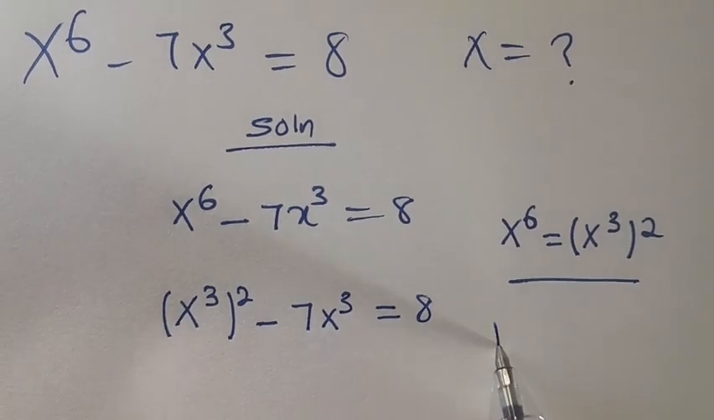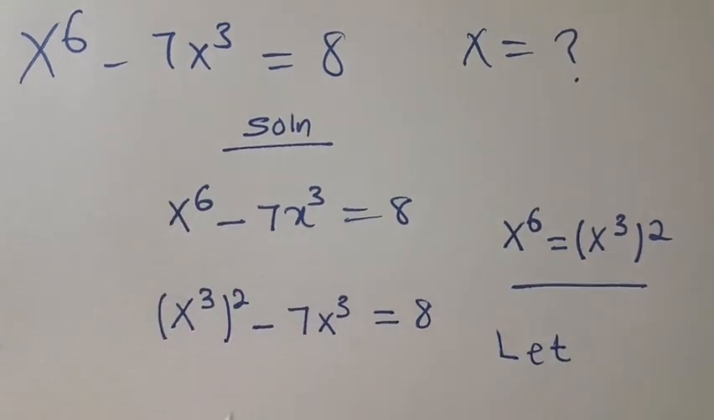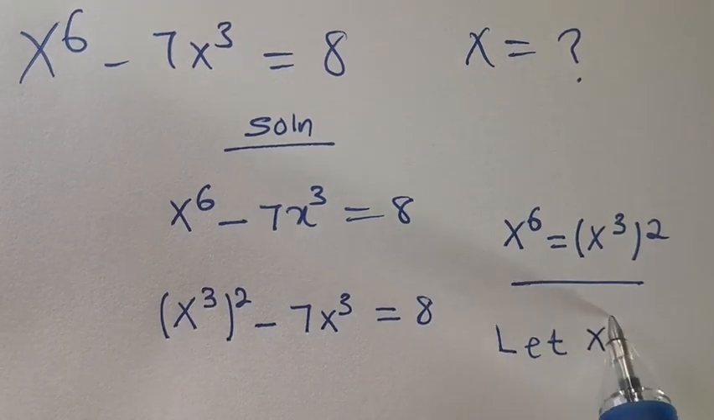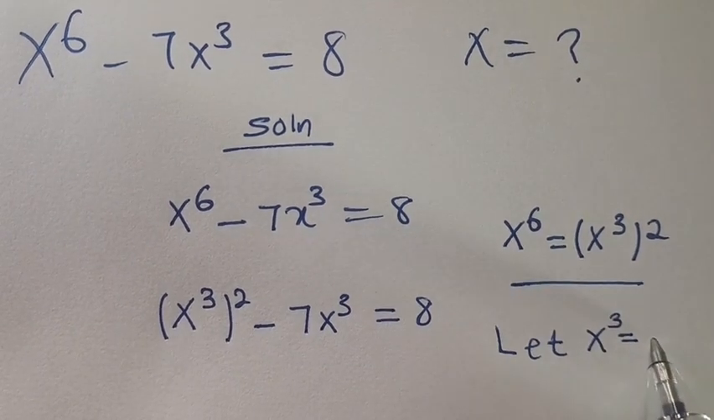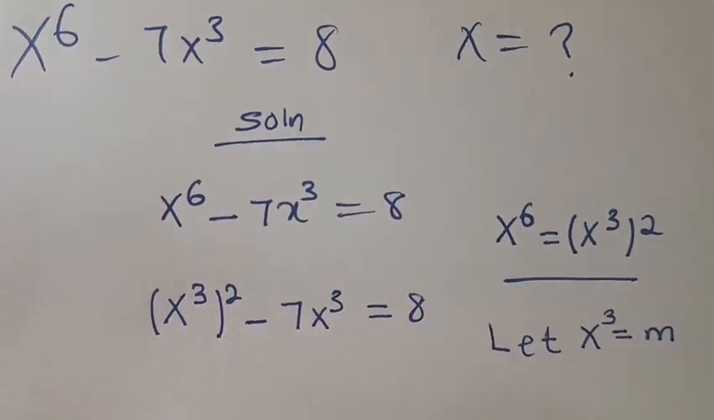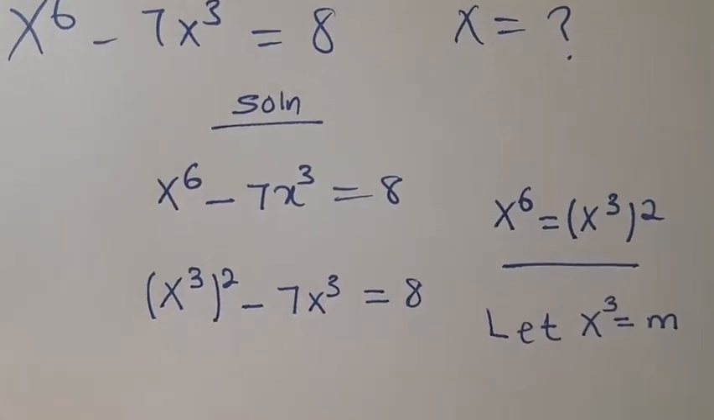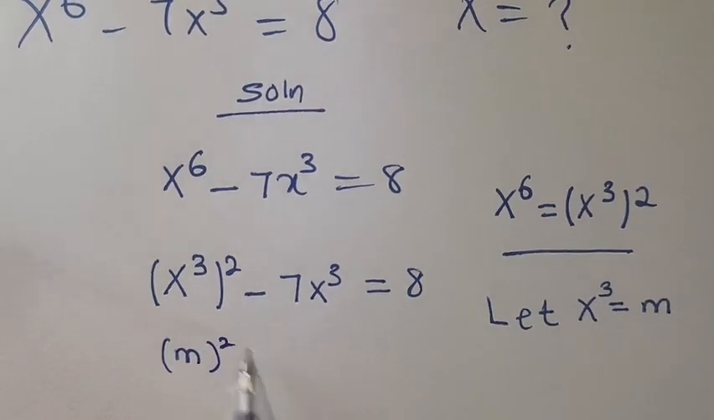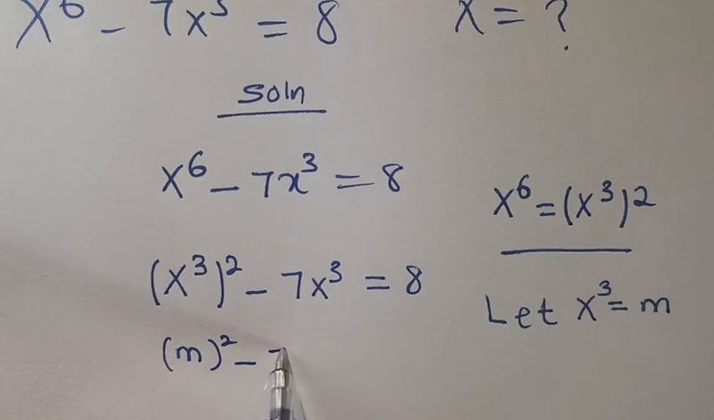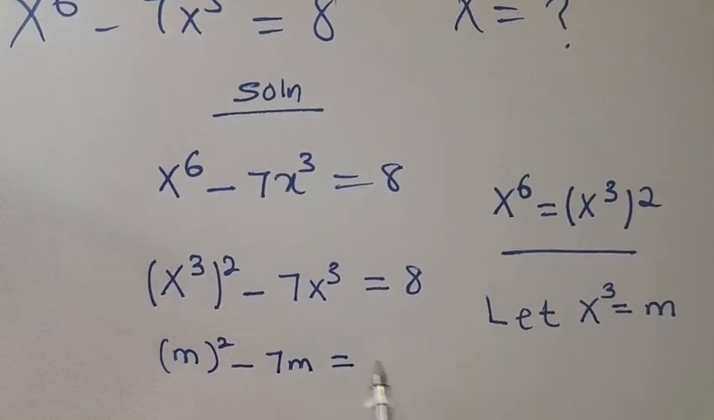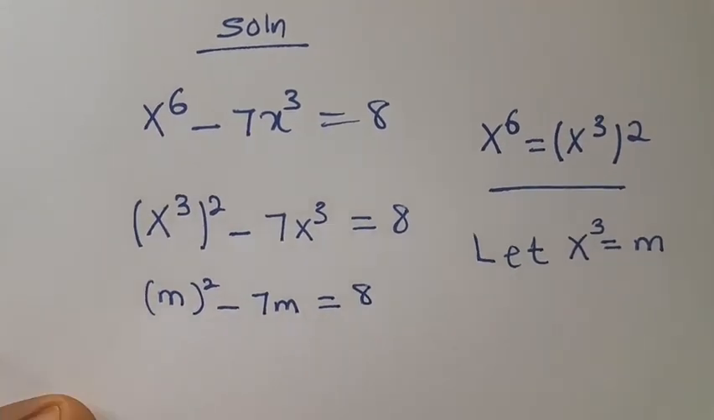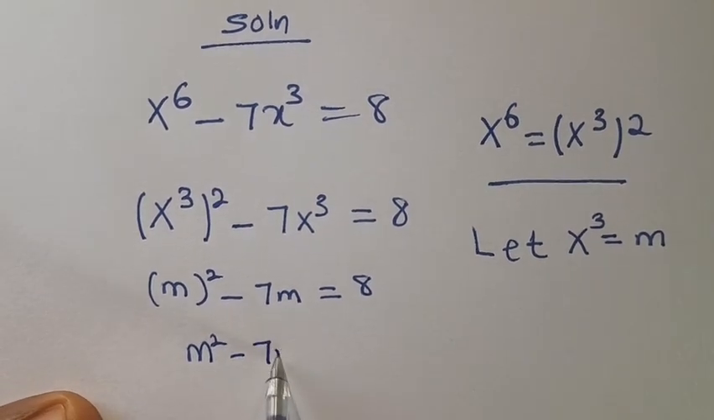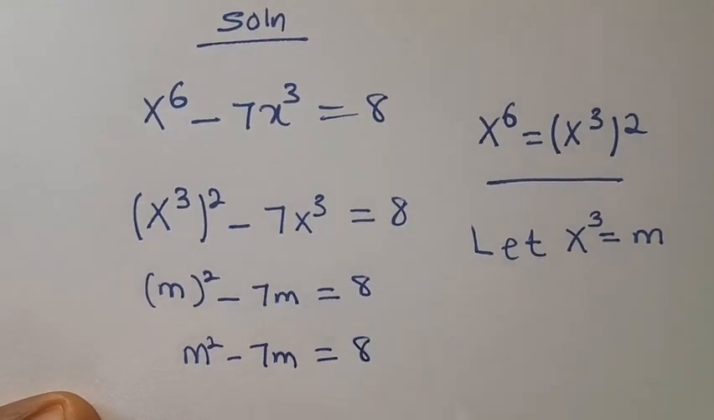So from here, since we have x cubed in common here and here, we can let it to be another variable, let's say m. So we're going to have it here to be m, then all squared, minus 7m equals 8. So guys, we have this to be m squared minus 7m equals 8.